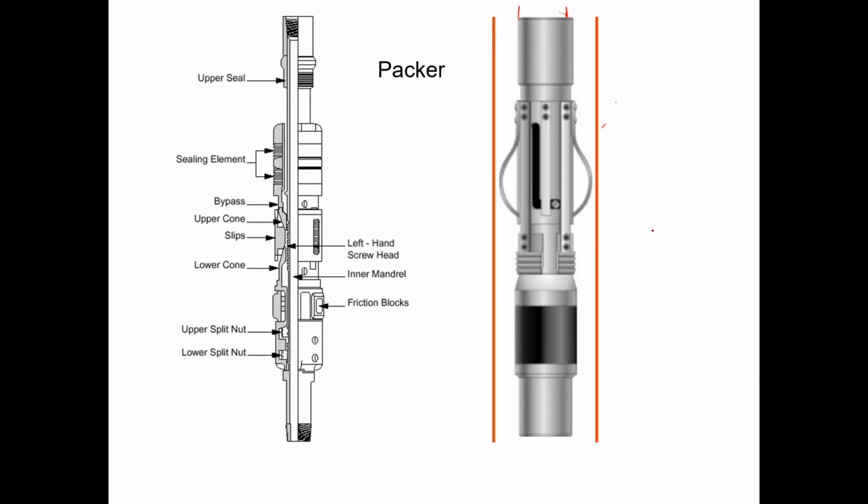So this is called a tension packer. It prevents movement upward, but it doesn't prevent movement downward. So we can have a compression packer as well, or we can have a packer which has tension and compression together. So that is a fixed packer.